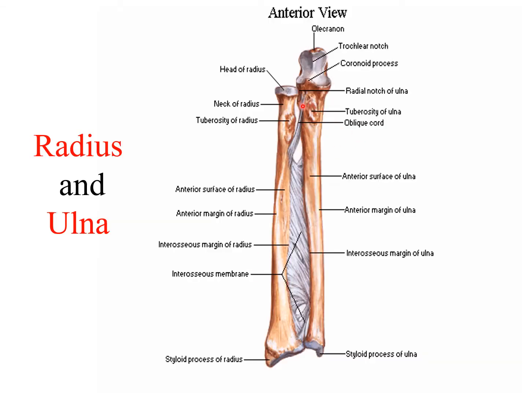Radius and ulna, as we have said, the radius is the lateral bone and this is the medial bone, and in between them they are connected by a membrane known as the interosseous membrane. So this membrane is not only providing a connection between the two bones but also separating the anterior compartment from the posterior compartment, and this membrane also gives attachment to the muscles of the anterior and posterior compartments of the forearm.